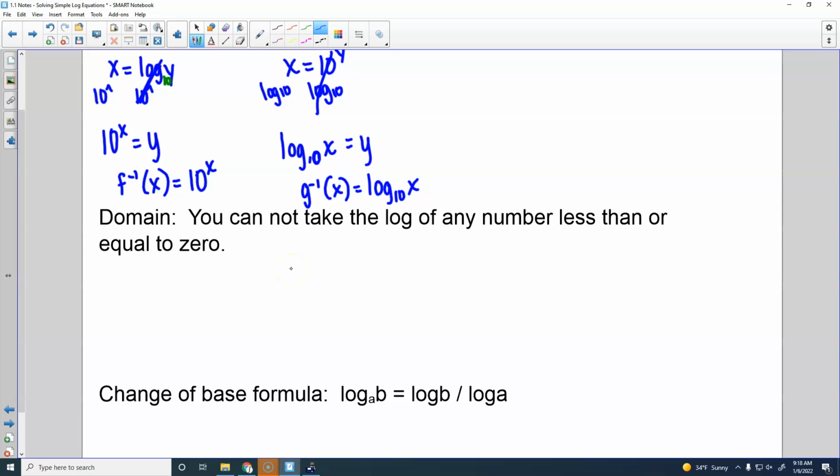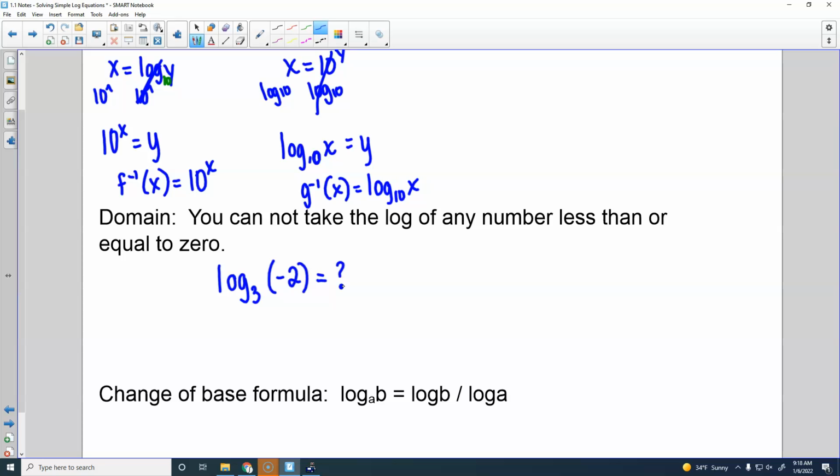A couple other things that we need to know before we start solving equations. The domain of a log. You cannot take the log of any number that is less than or equal to 0. So let's think about why that is for a second so that makes sense to you, because this is something that often we forget to check for. Let's say I'm trying to do log, it doesn't matter what the base is, I'm going to do log base 3 of negative 2. And I don't know what that equals there.